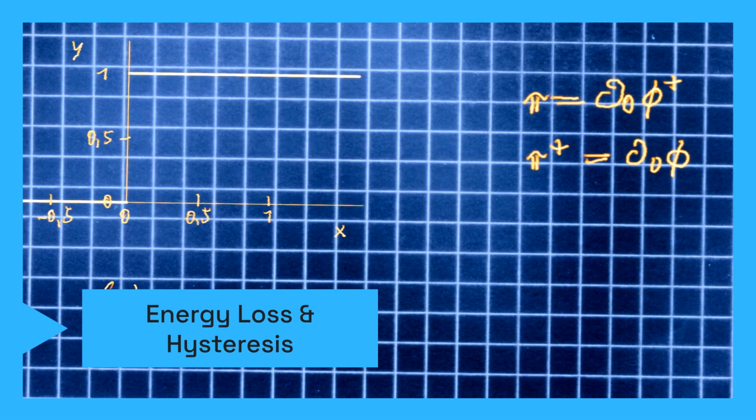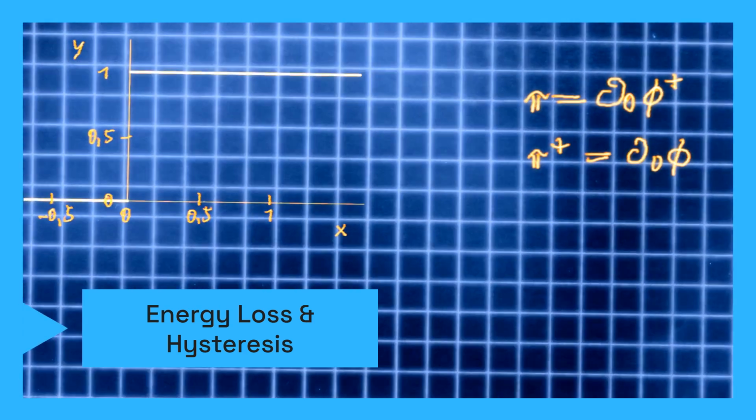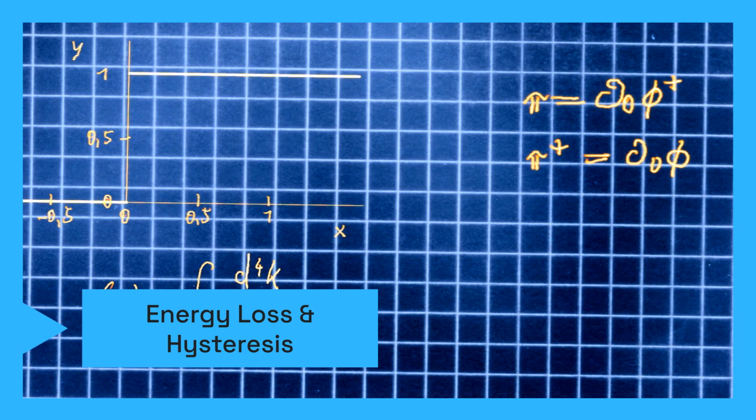Some materials, like rubber, don't follow the same path when unloading. This resulting loop is called hysteresis. The area between the loading and unloading lines represents energy transferred to thermal energy, which is why a rubber band feels warm after repeated stretching.